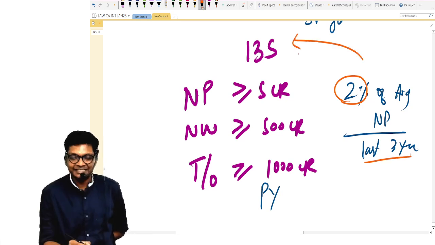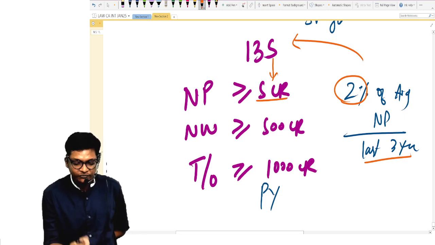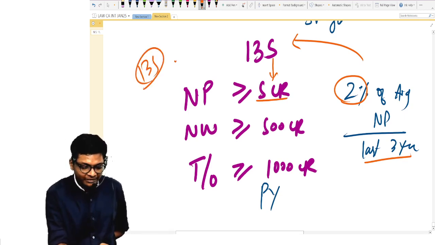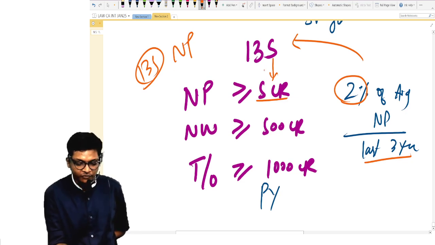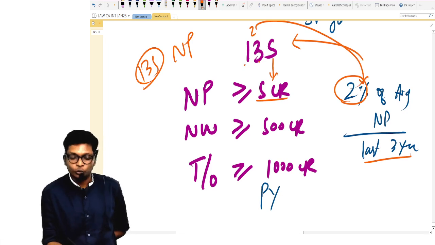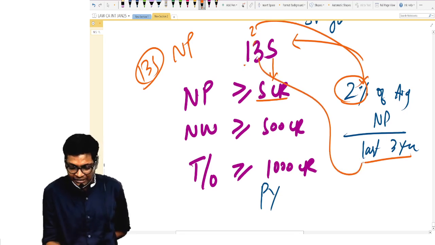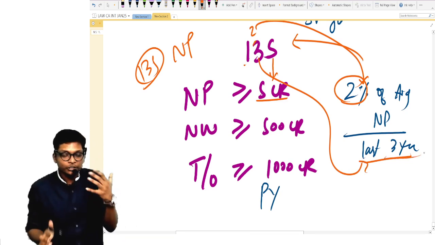The answer is there in the section number itself. Here 135, everything relates to net profit. 5 stands for 5 crores. 3 minus 1, you get 2. 2 for 2%. And again 3 is for average of last 3 years. So that you don't get confused.